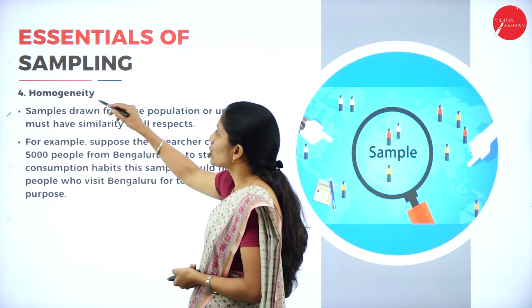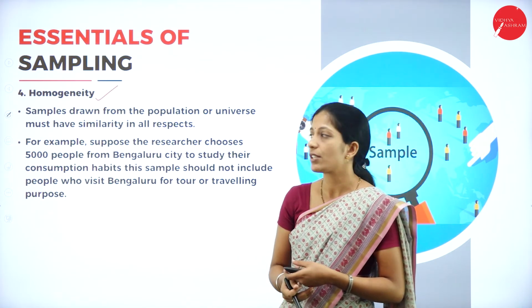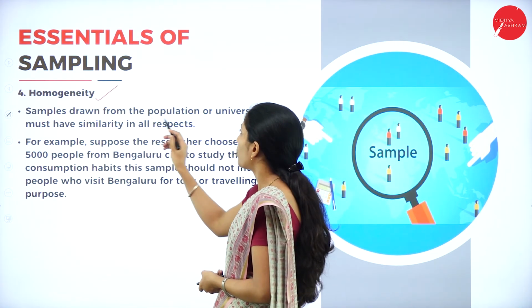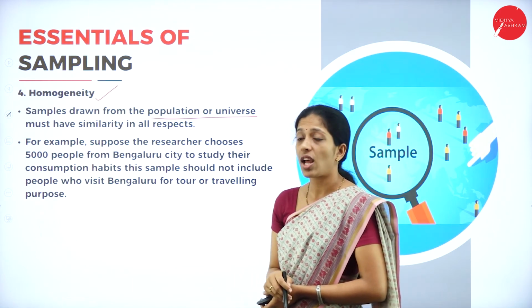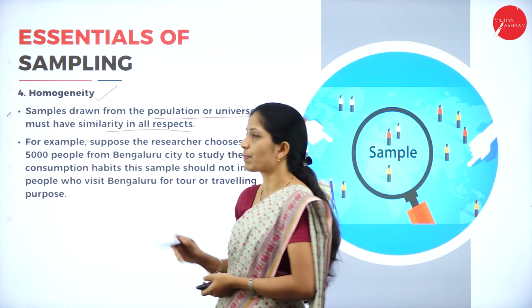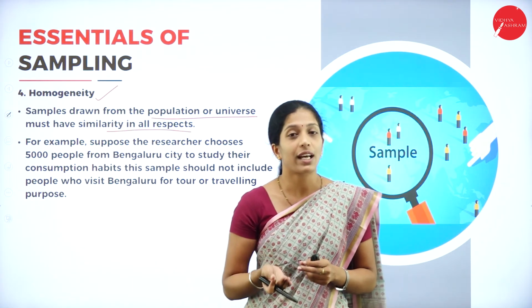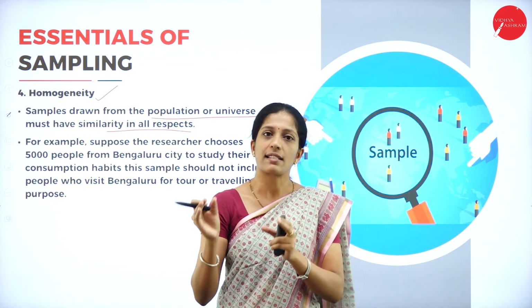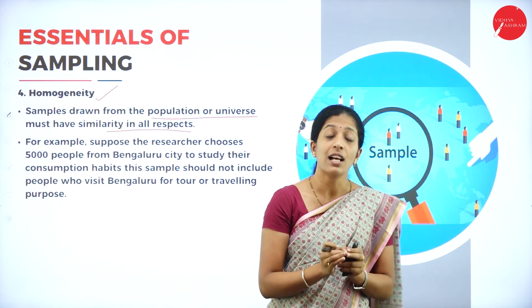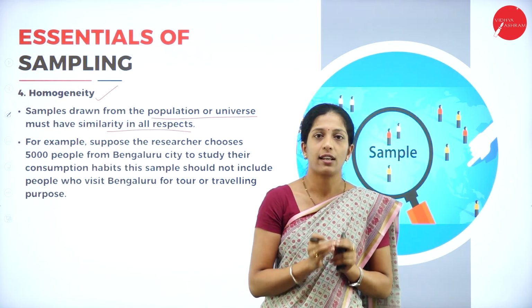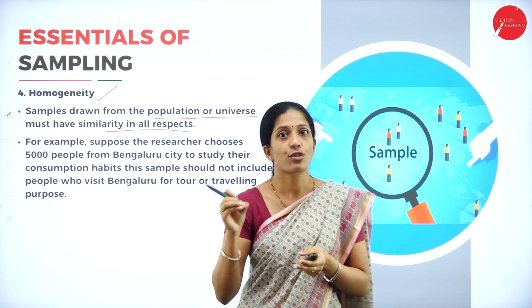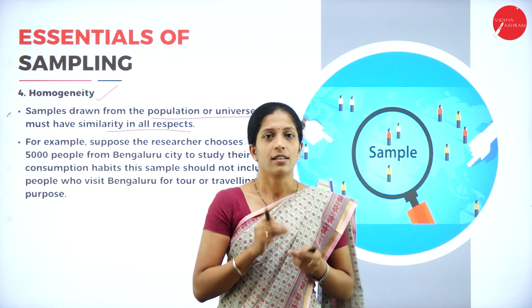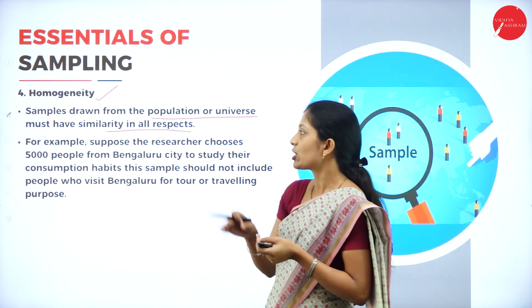Next one is homogeneity, which I have already explained. Samples drawn from the population or universe must have similarity in all respects. Suppose they are going to collect information from the parents, then the population should be parents and the sample has to be collected from that population of parents only. Students cannot be mixed in the sample. So there should be some similarities.